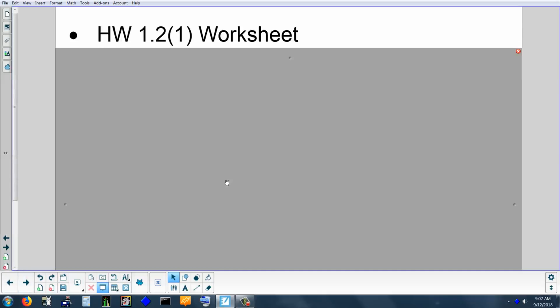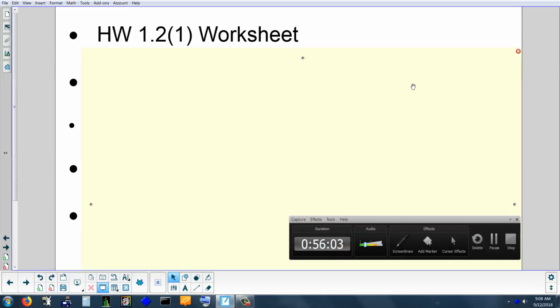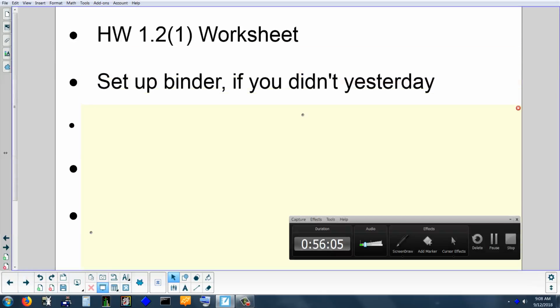All right. So as far as it goes, tonight's homework, 1.2 part 1. I think I put 1.3 part 1 as well, because we did some of that stuff today with equations on both sides. The worksheet. Again, some of you guys didn't have your binder yesterday. I gave you the dividers. Again, on your own time, make sure you set it up.